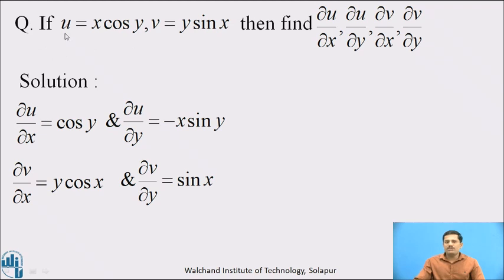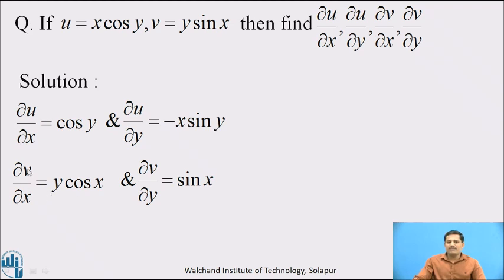Let us differentiate the first function u partially with respect to x, treating y constant. As y is constant, we can write cos y as it is, and the derivative of x with respect to x is 1. Again, differentiating u partially with respect to y, treating x constant. As x is constant, we can write x as it is, and the derivative of cos y is minus sin y. Therefore, the derivative becomes minus x sin y.